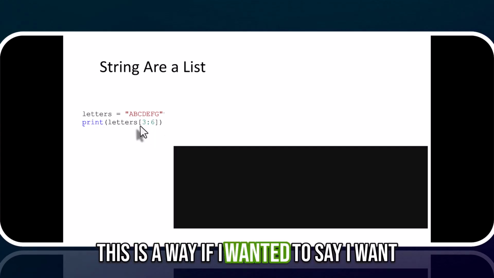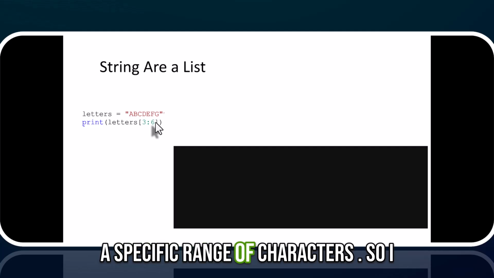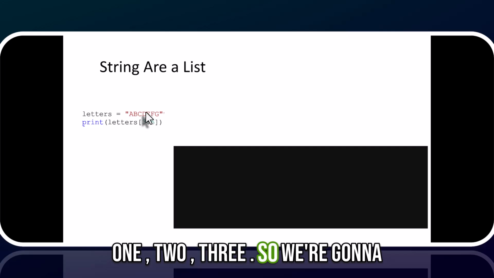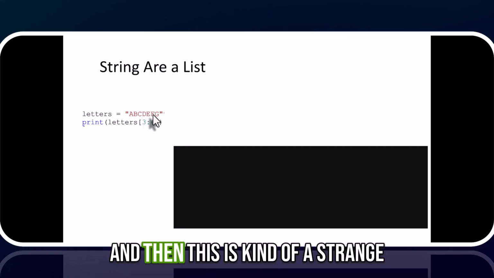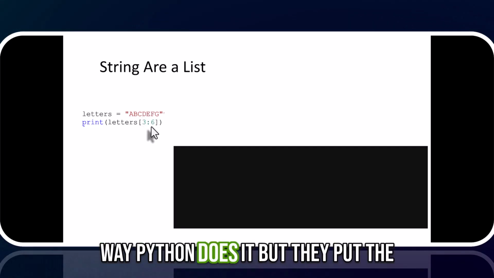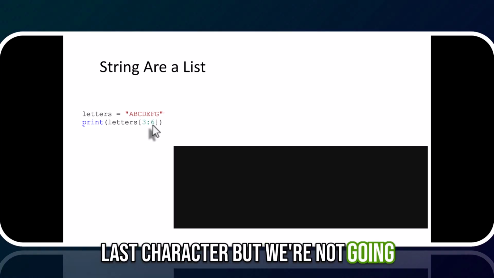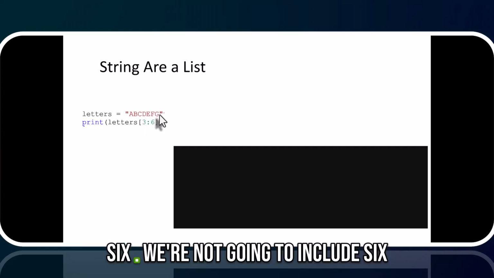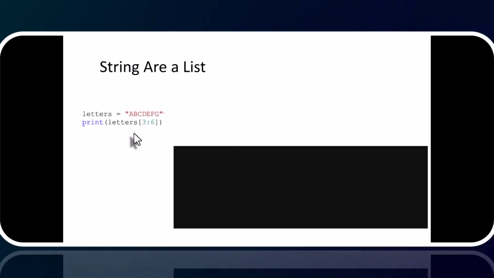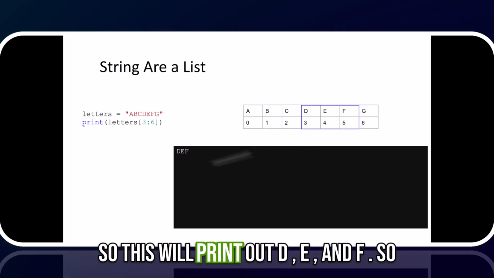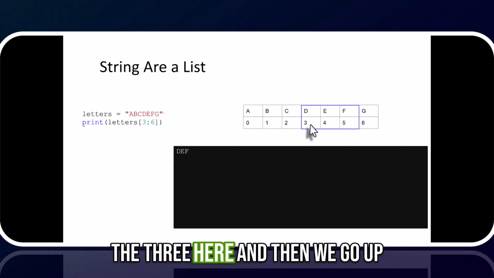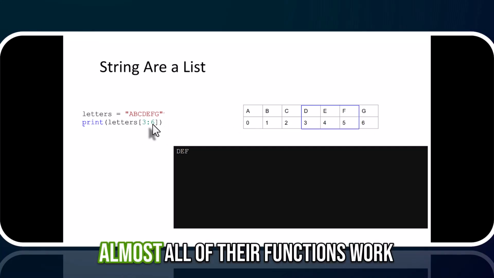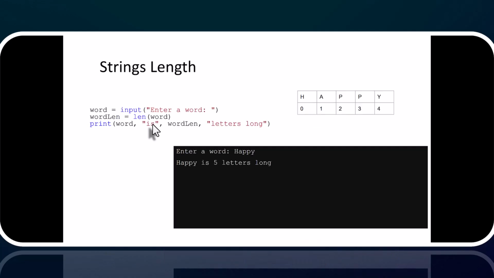This is a way if I wanted to say I want a specific range of characters. So I want to start at 3, so 0, 1, 2, 3. So we're going to start at D. And then this is kind of a strange way Python does it, but they put the last character, but we're not going to include the last character. So 0, 1, 2, 3, 4, 5, 6. We're not going to include 6. So this will print out D, E, and F. So the 3 here, and then we go up to 6, but we do not include that number at the end of the range. Almost all of their functions work that way.